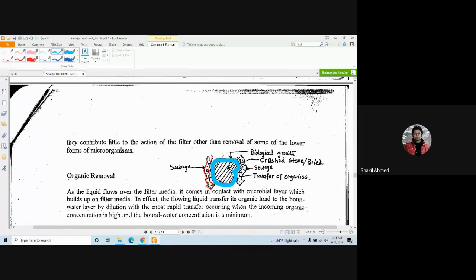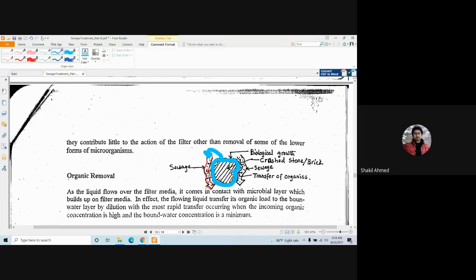Why are they growing? Because they are getting food from here. BOD, organic matter. So they are oxidizing them. That means they are breaking them down and using them as a source of energy, and they are reproducing more bacteria.